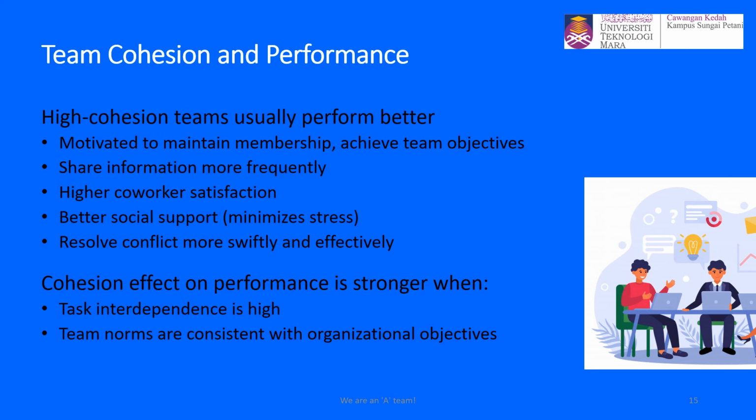Team cohesion has less effect on team performance if task interdependence is low. This is because a high cohesion team motivates employees to coordinate and cooperate with other team members. Teams would perform better if the team norms are compatible and aligned with the objective of the organization. If the norms are not aligned, team performance would reduce.